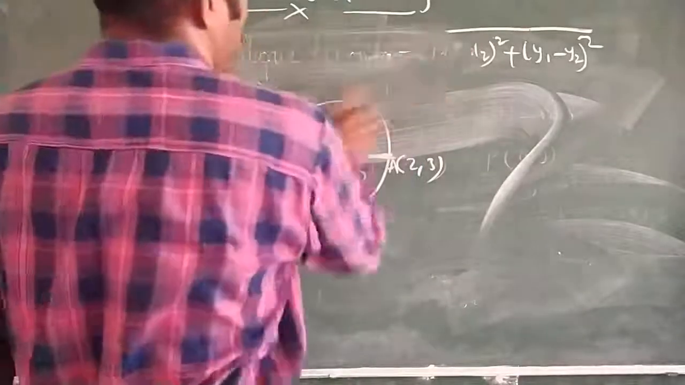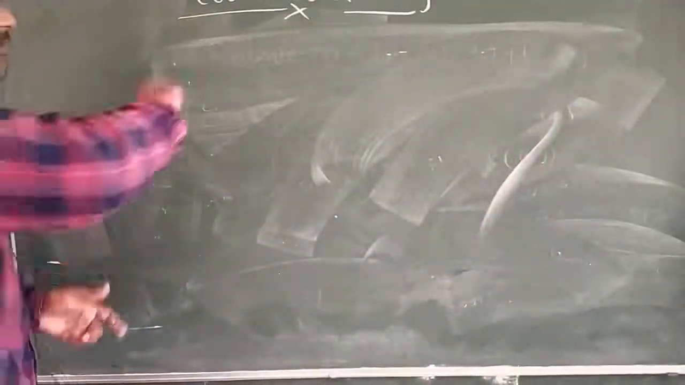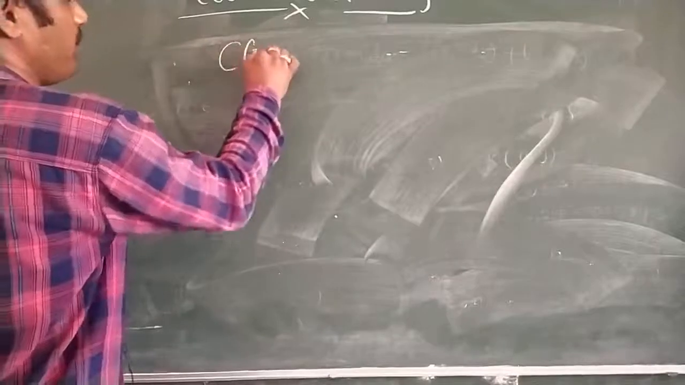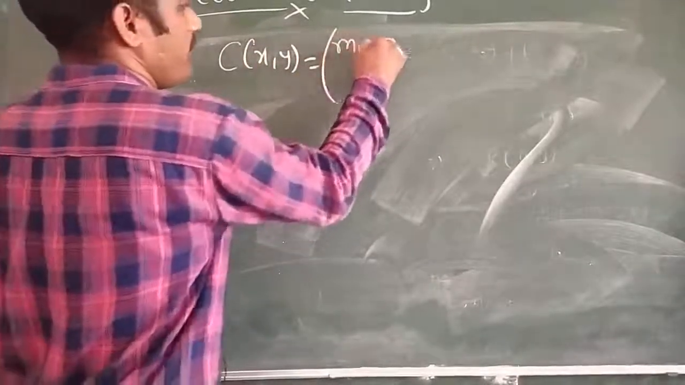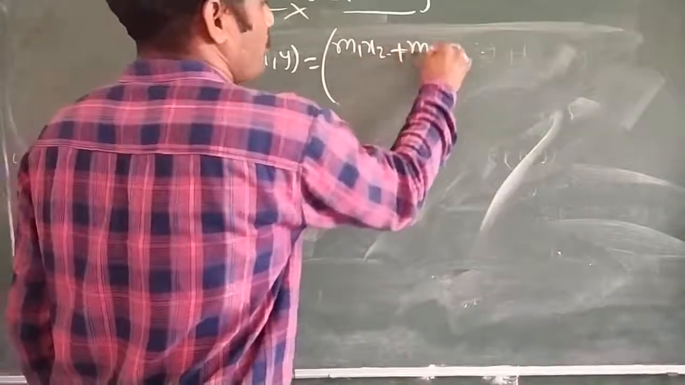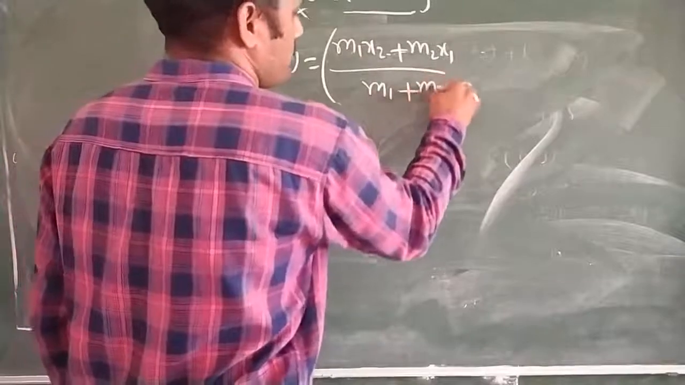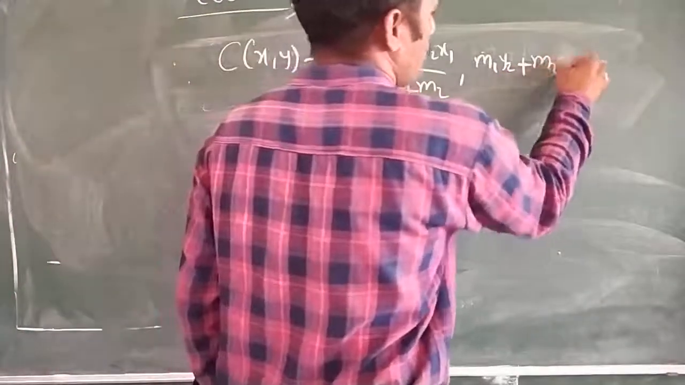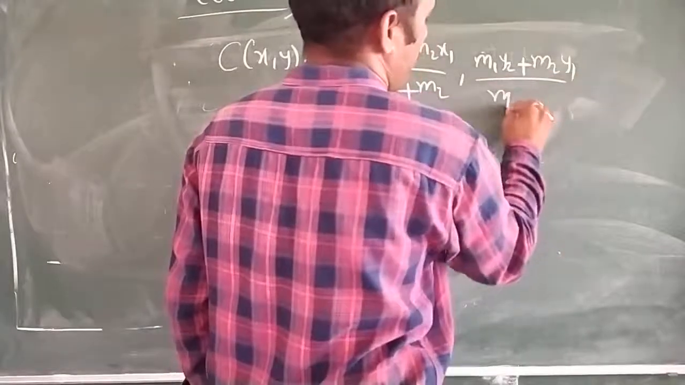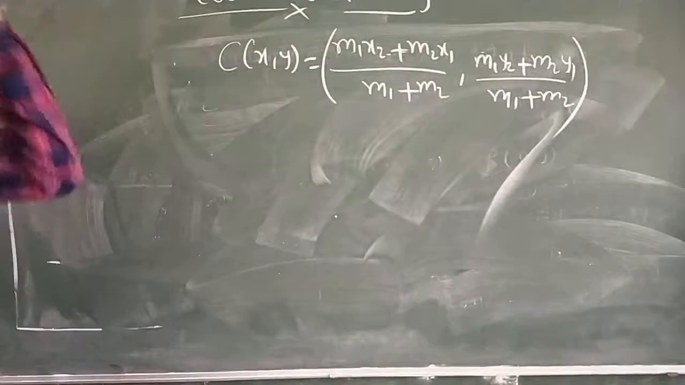Next, let us discuss another formula. The second formula we have learned is the section formula. What is the formula we have learned? Section formula, which is C(x, y) equals (m1 x2 plus m2 x1) by (m1 plus m2), comma, (m1 y2 plus m2 y1) by (m1 plus m2). So this is the section formula.